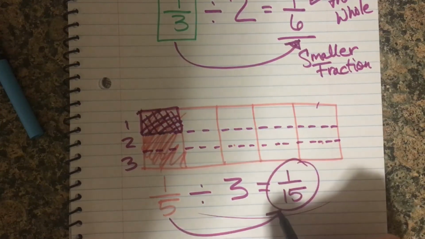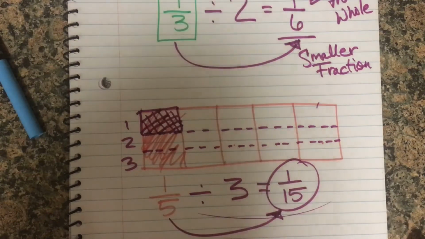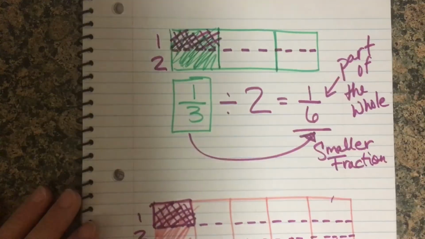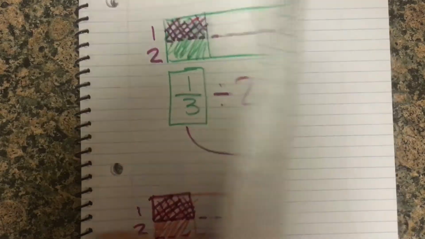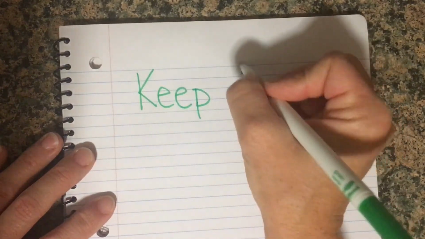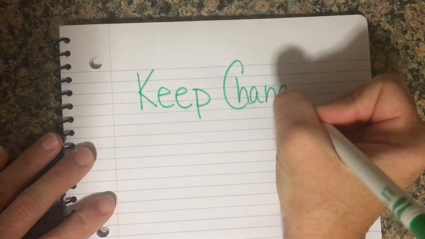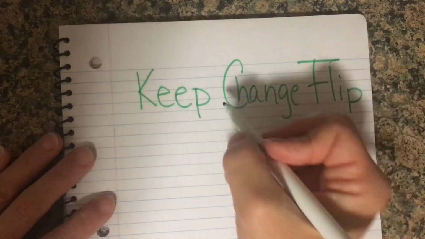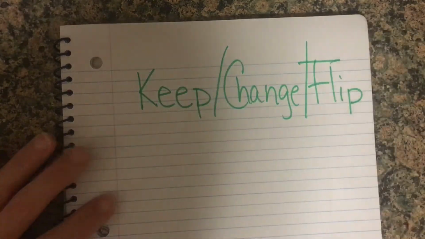And notice 1/15 is way smaller than 1/5. Now that I've shown you the models, these are fractions divided by whole numbers. Before it was whole number divided by fractions. This is the easy part. When you're dividing fractions, you want to keep, change, flip. I will show you what that looks like. Keep, change, flip.